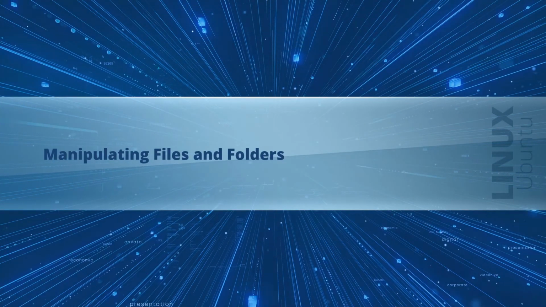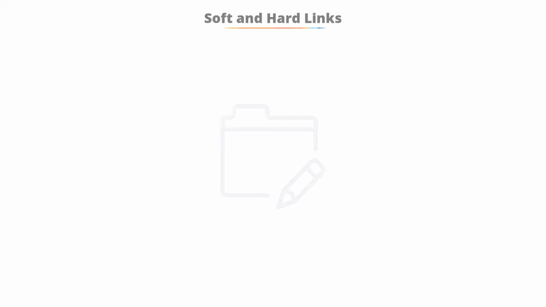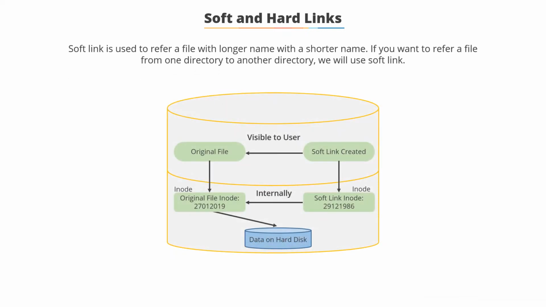Now, let's learn how to manipulate files and folders in Ubuntu. As some files have long names, it might be difficult to refer to them. Soft links help you refer to the same files with a shorter version of the name. You can use a soft link to create two or more names for a single file and use any one to refer to the file. This helps you easily access files located in different directories.